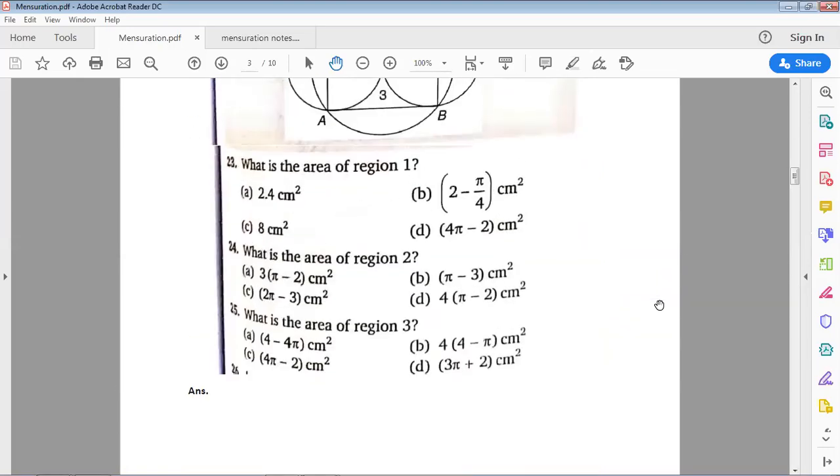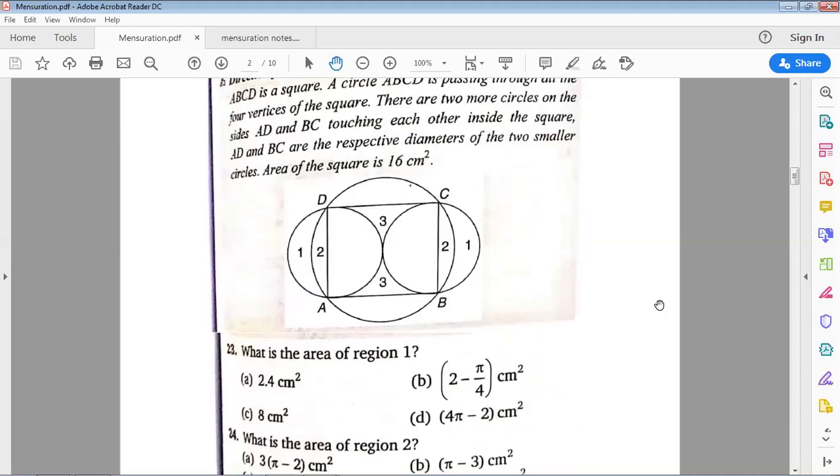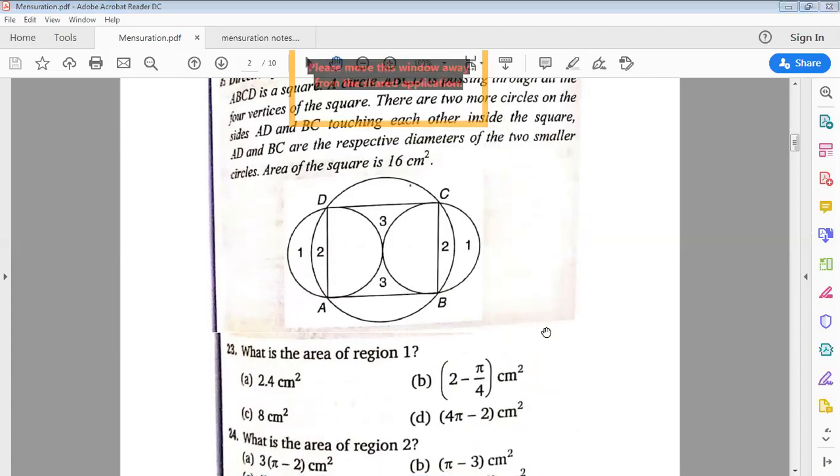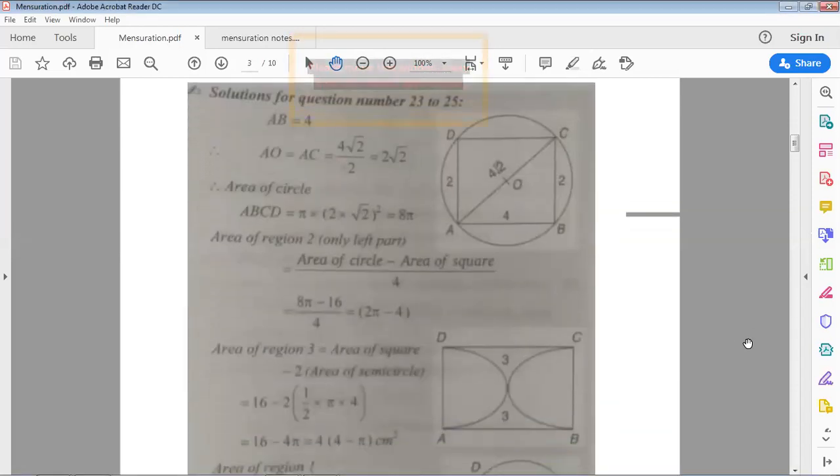These are the three questions that you have to do. What is the area of region 1? What is the area of region 2? And what is the area of region 3? As you can see, these are the regions given. So the first step would be calculating the diagonal of the square inscribed in the circle so that you can calculate the radius of the circle. Okay, and you can now see the solution.